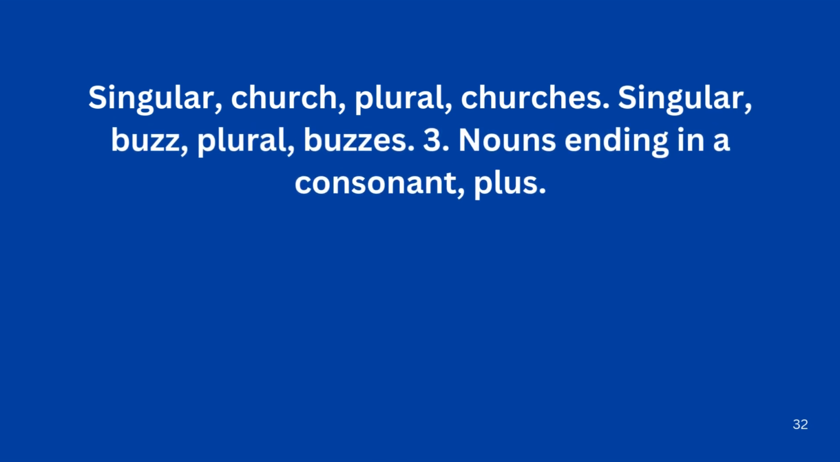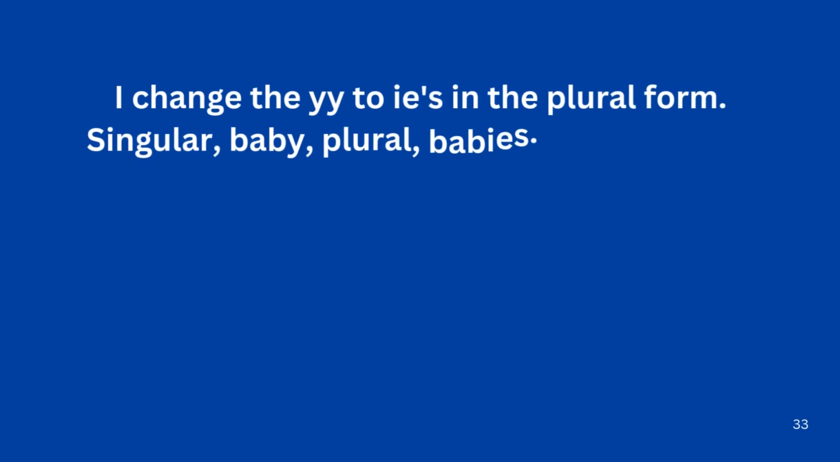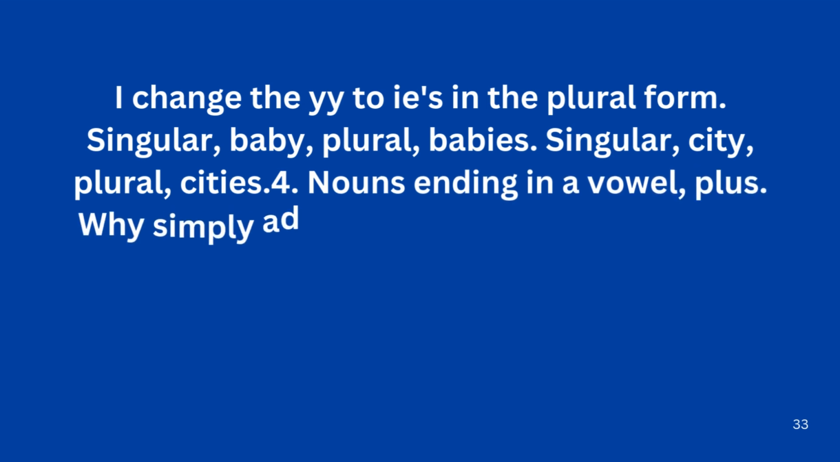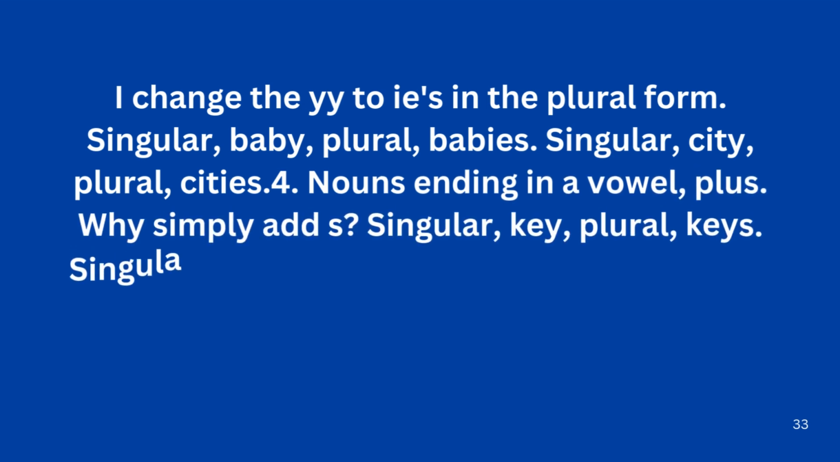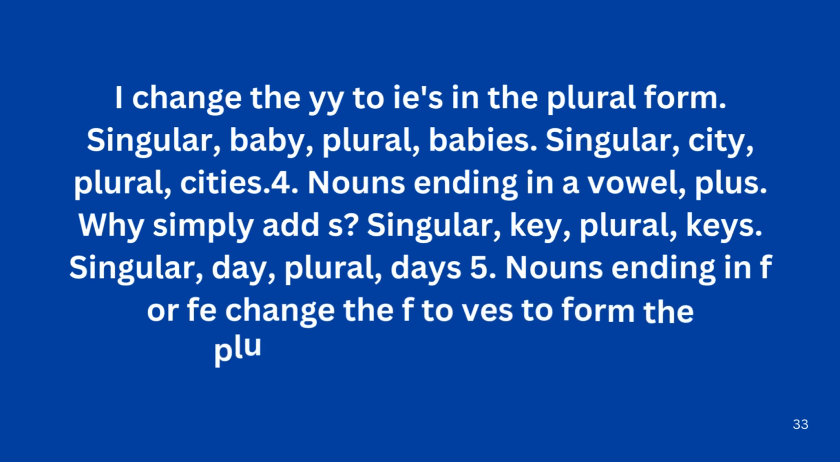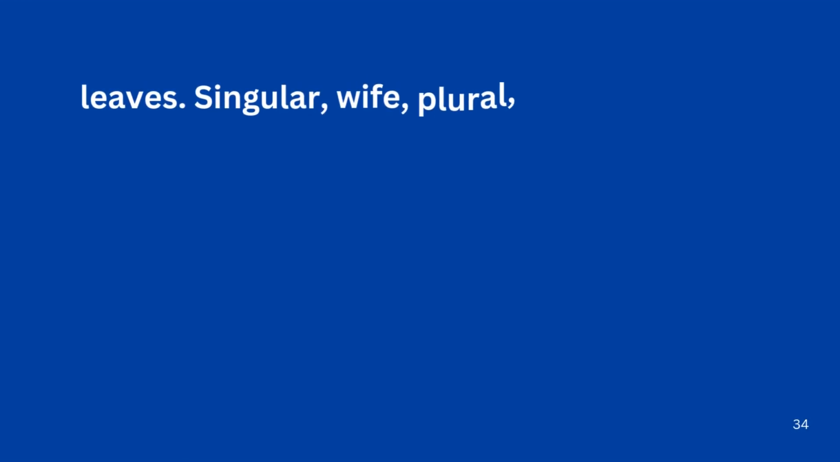3. Nouns ending in a consonant plus y change the y to ies in the plural form. Singular baby, plural babies. Singular city, plural cities. 4. Nouns ending in a vowel plus y simply add s. Singular key, plural keys. Singular day, plural days. 5. Nouns ending in f or fe change the f to v and add es to form the plural. Singular leaf, plural leaves. Singular wife, plural wives.